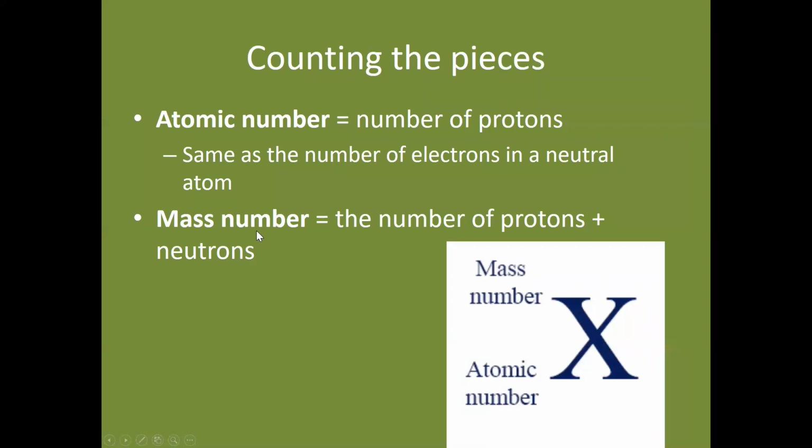If I want to count things, the atomic number is the number of protons that an atom has. All right, so the atomic number is the number of protons. It is the whole number value. The atomic number on this periodic table is in the upper left-hand corner. So Levi, what's the atomic number of sulfur? Sulfur has a symbol of S.